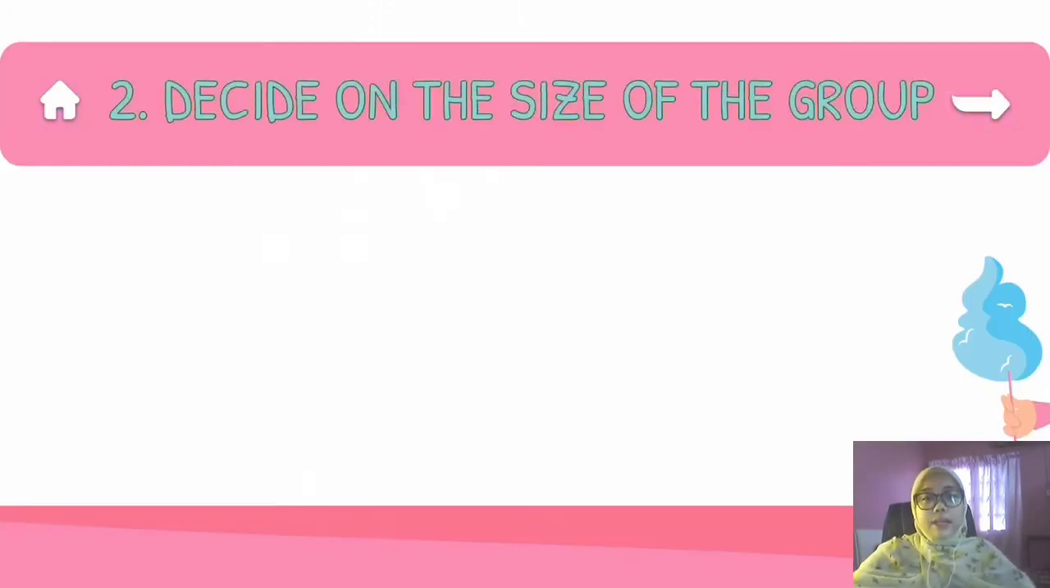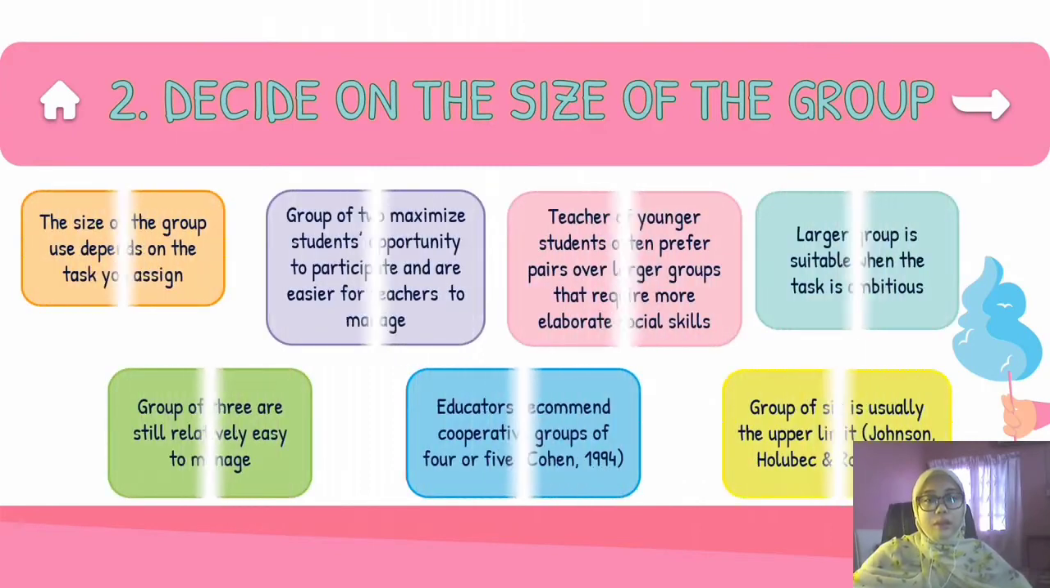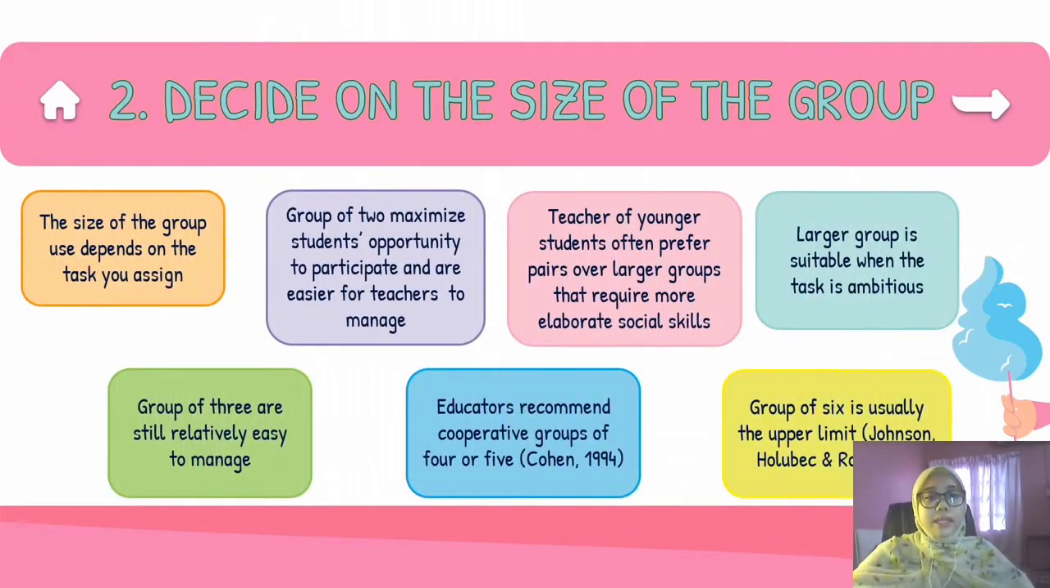Next is decide on the size of the group. The size of the group used depends on the task you assign. For example, pairs are appropriate when foreign language students are preparing a dialogue to role play. Groups of two maximize students' opportunity to participate and are easier for teachers to manage. Besides, teachers of younger students often prefer pairs over larger groups that require more elaborate social skills.